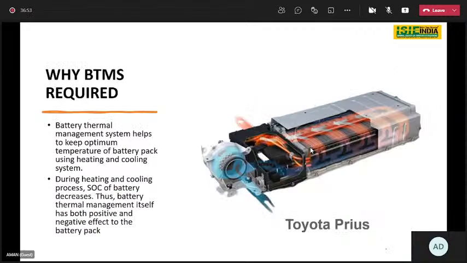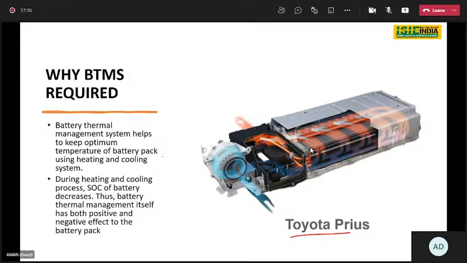Next, the question is why a battery management system is required. I have taken one example. This is the battery pack of the Toyota Prius. This is the vehicle that has used this particular battery pack. So let's discuss why we require a battery thermal management system. A battery thermal management system helps to keep the optimum temperature of a battery pack using a heating and cooling system.